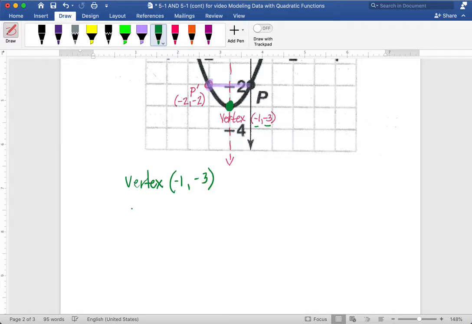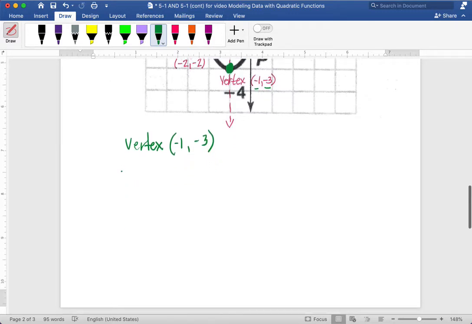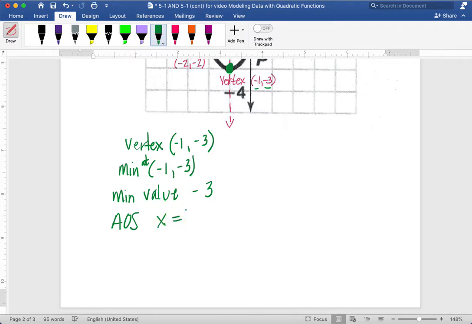For some of the problems, follow the directions on Schoology. You might have to tell if there's a max or a min. In this case, it's a min because it's a low point. And you're going to give the coordinates of the min. So the min happens at -1, -3. And then the min value is -3. The AOS, axis of symmetry, is the equation of the line x equals whatever x is in the vertex.